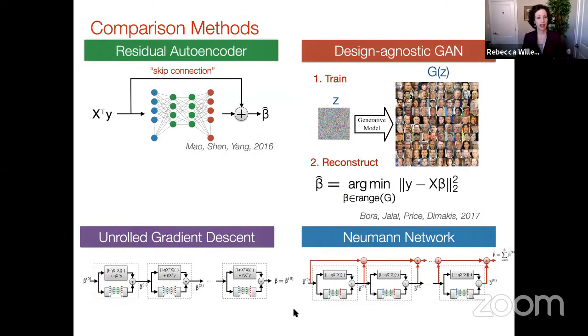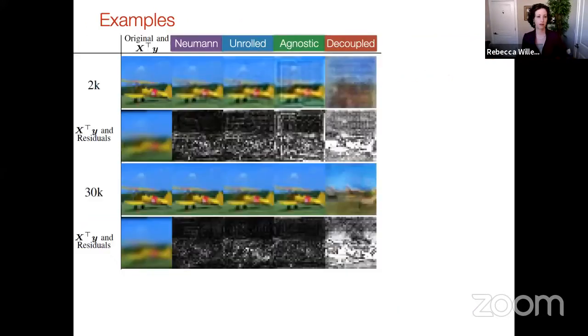So for the agnostic methods, we're going to look at a residual autoencoder where the input is X transpose Y. So it gets a tiny bit of knowledge of X just for the input to the network, but then learns how to correct for that initial estimate. We've got this approach that is decoupled using a generative model that we talked about before, unrolled gradient descent, and Neumann networks.